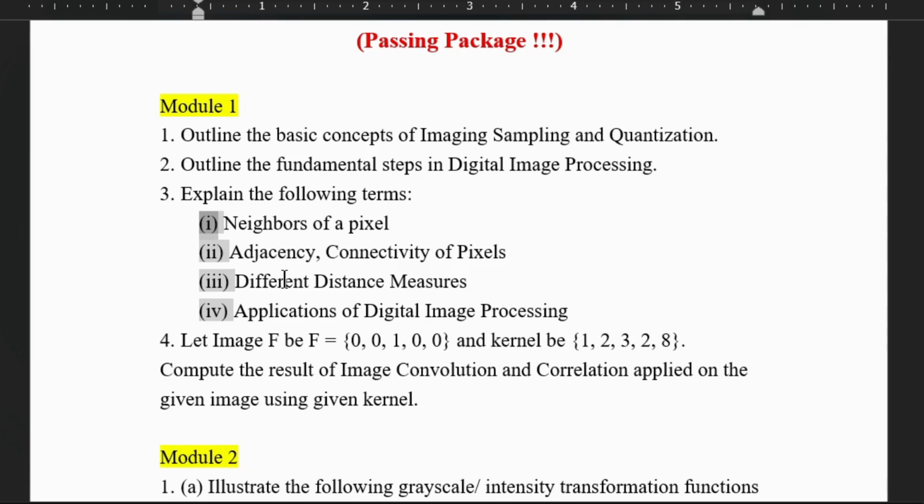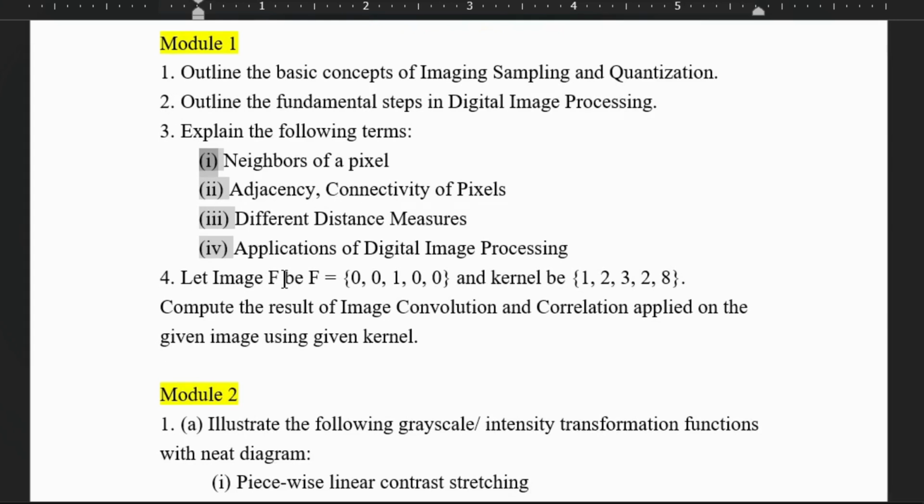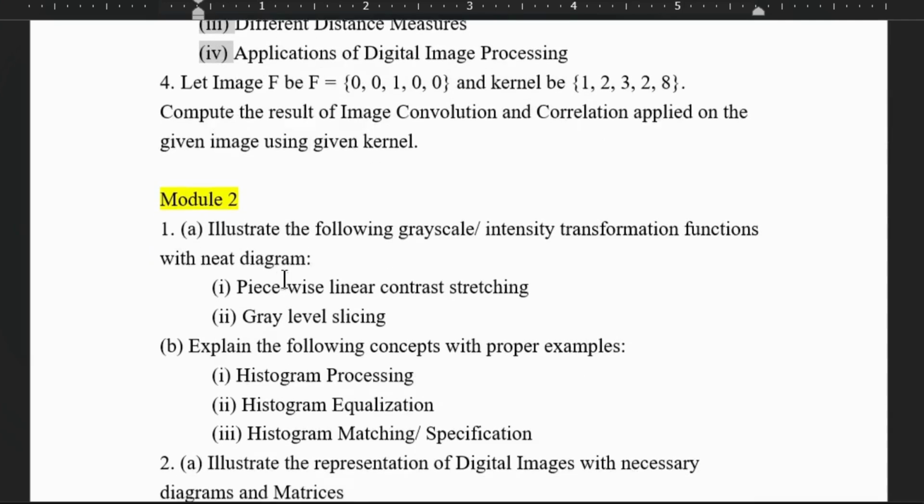And next, we have one numerical question. It's already explained in the video. You can go and check. Also, convolution and correlation has been one question I have solved. You can check it in the notes. It's pretty much easy only. Next comes module 2.